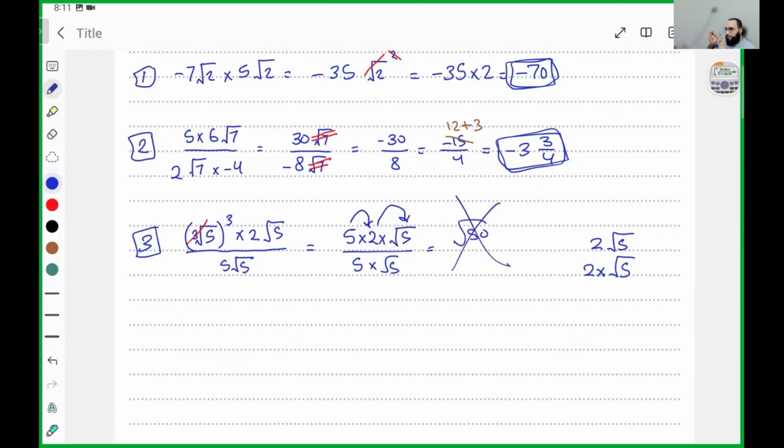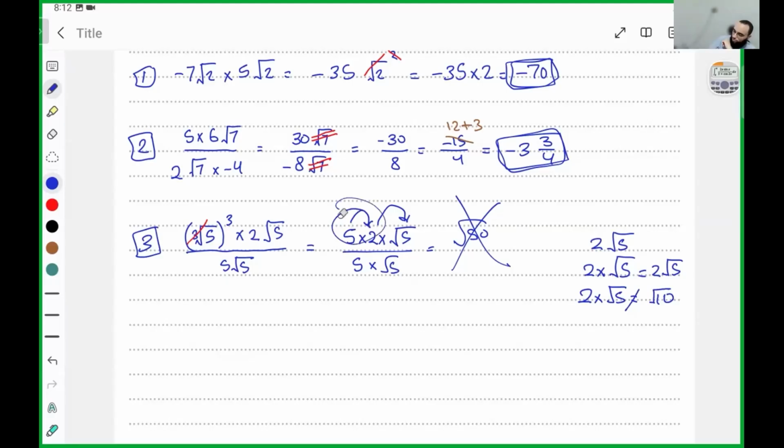False. You can only multiply a number with another number, and a root with another root. You cannot multiply a number with a root. It's not correct. So 2 root 5 is the same as 2 root 5. But if you wrote 2 times 5 equals 10, then it's root 10. This is not correct.